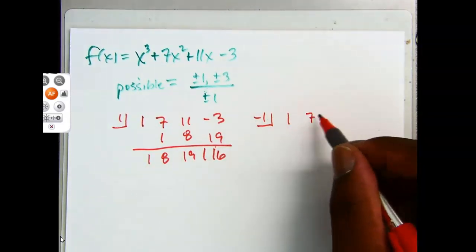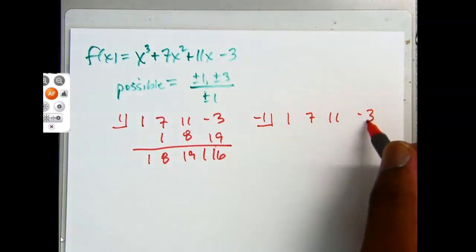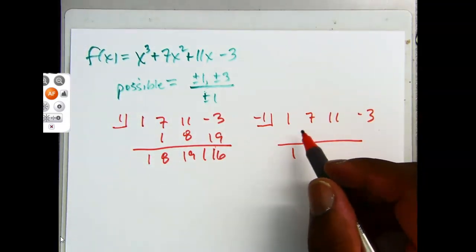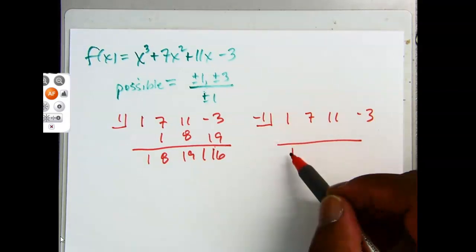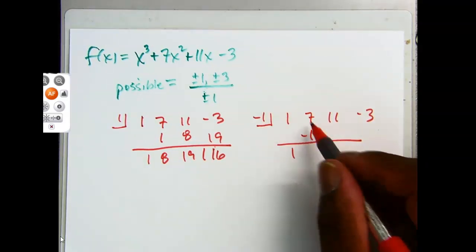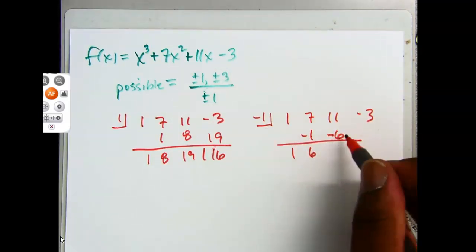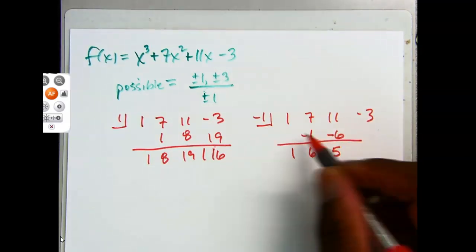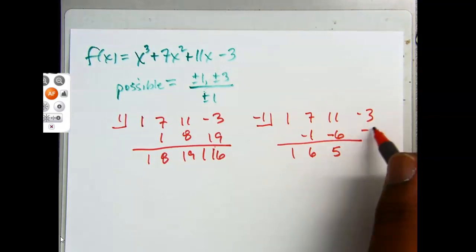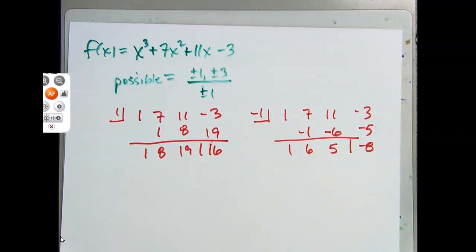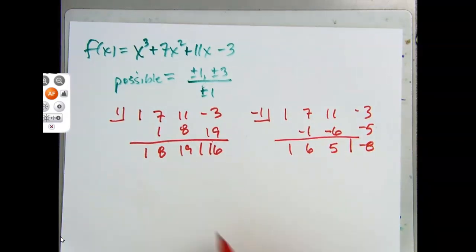1, 7, 11, negative 3. Bring down our 1. Negative 1 times 1 is negative 1. 7 minus 1 is 6. Negative 1 times 6 is negative 6. 11 minus 6 is 5. Negative 1 times 5 is negative 5. And here we get a negative 8. So that didn't work. At least we only have 4 and not 16. So let's try the 3.